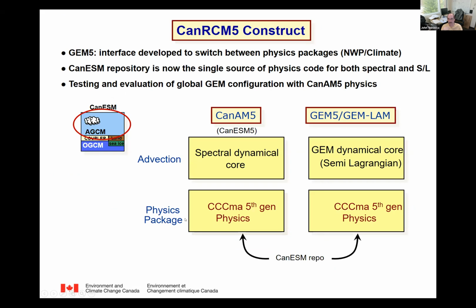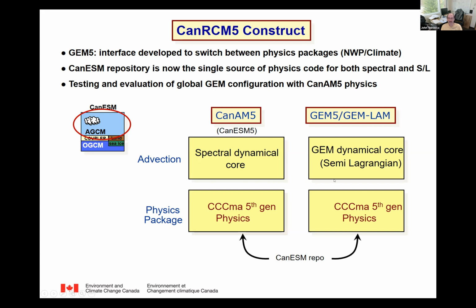And now for CanRCM5, as Neil described, we're going to be bringing our physics into GEM right through the same repository. So this is a huge improvement. That was a really laborious task, moving the physics across and ensuring it's the same. There were two different code bases. Now they come from the exact same repository, so you're guaranteed that. And the GEM model has been improved to provide an interface to switch between physics packages, and they call their own physics package through this interface, and we can switch to the climate physics package.